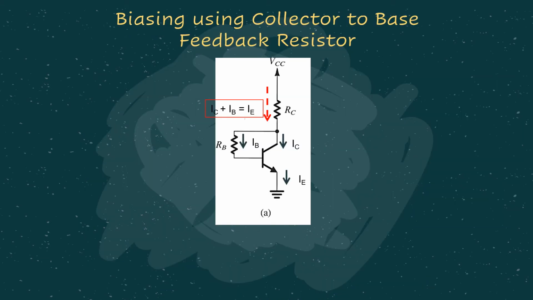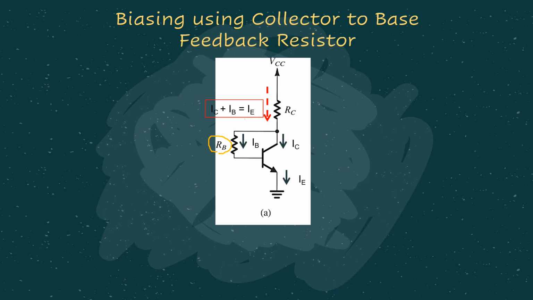Now we come to the second type of biasing circuit, which is called biasing using collector to base feedback resistor. So where is the feedback resistor? This is the one, which is RB. It is connected between the collector and the base. Okay, that's why it's called a feedback resistor.